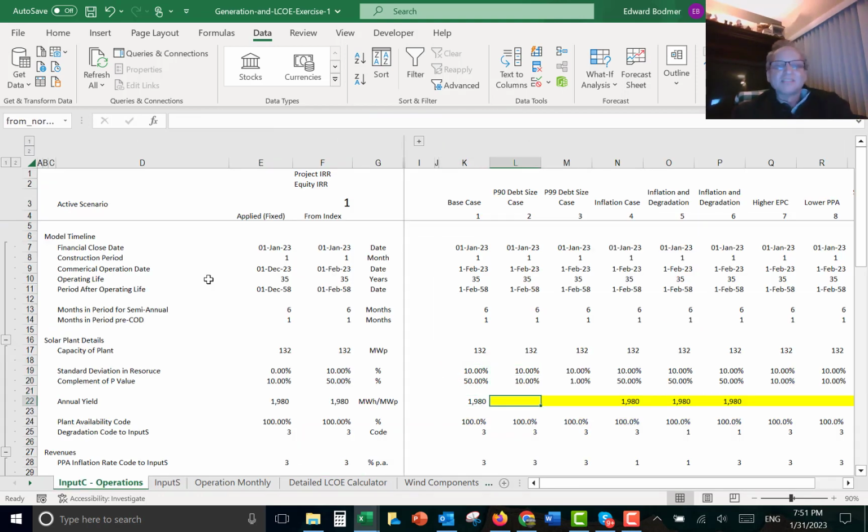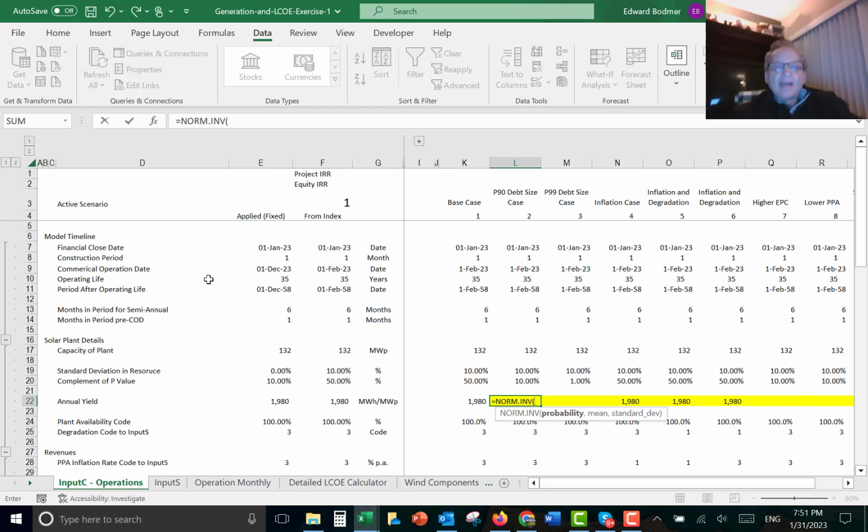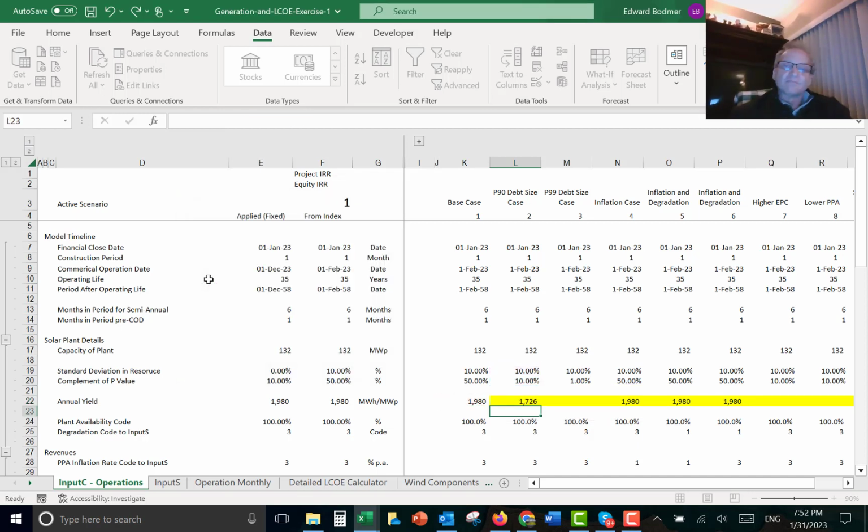Finally, back to the model. And so we have a P50 case. If I want a P90 case, I put norm inverse, and I take the probability. This is the 1 minus the probability. And then I say, well, what's the mean? Well, that's the P50. And then I put the standard deviation as this multiplied by this one. Okay, and whoops, I pressed F5 instead of F4. And then we can get our P90s and P99s. And that's kind of the whole point of this one.